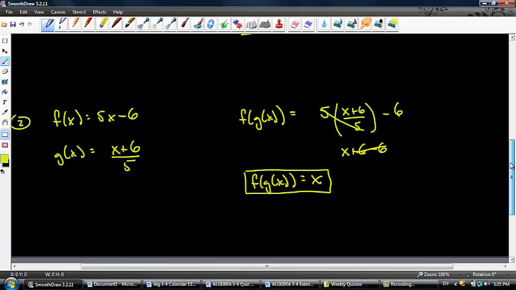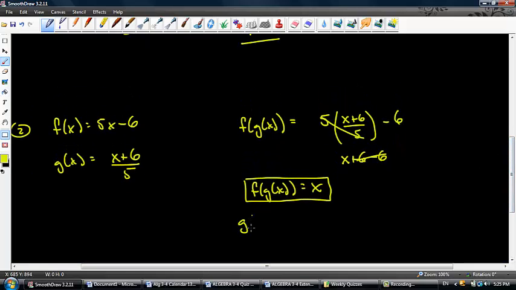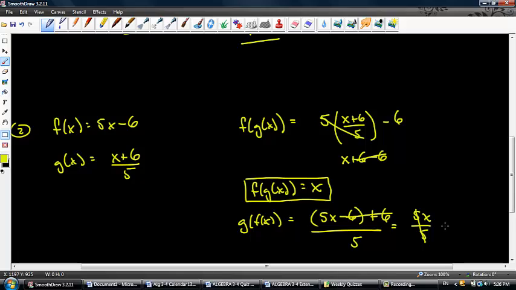If I try g of f of x, let's see what happens. g of f of x is going to be 5x minus 6 plus 6 over 5. The 6's are going to cancel each other out, leaving me with 5x over 5. The 5's cancel each other out, leaving me with x. So we can say, yes, in this case they are inverses of each other.